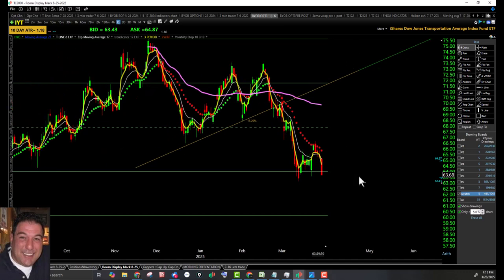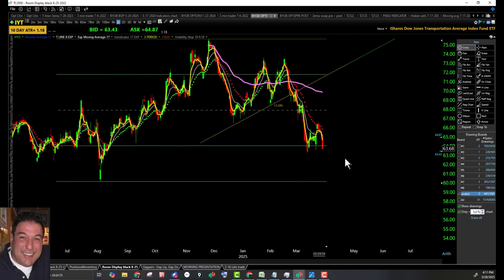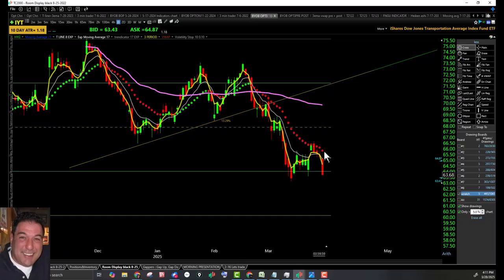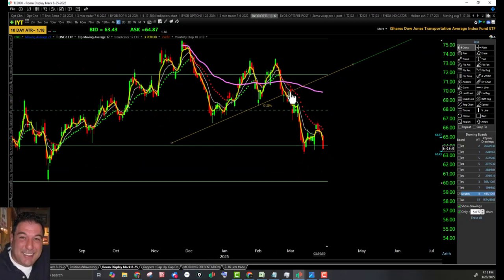IYT down here in quadrant 1. All right, that's bearish. Under the all-time high anchored VWAP, that's the pink line. Lower high, lower low, closing underneath the trap, underneath the falling 17, underneath the uptrend line. All right, everything, this is bearish, IYT.